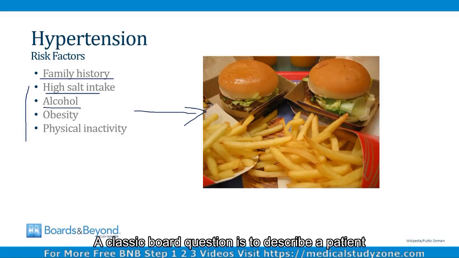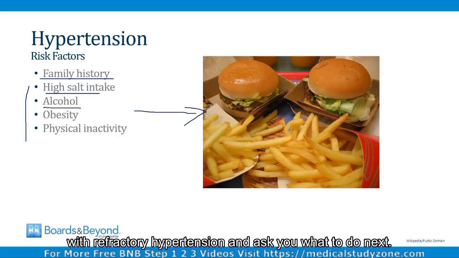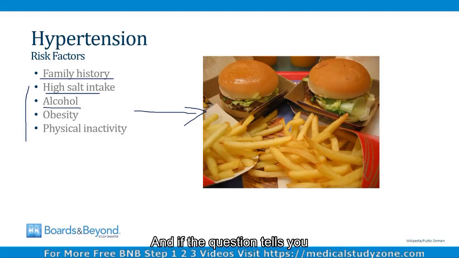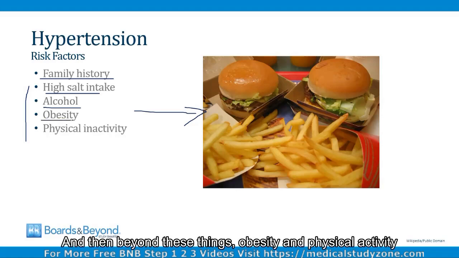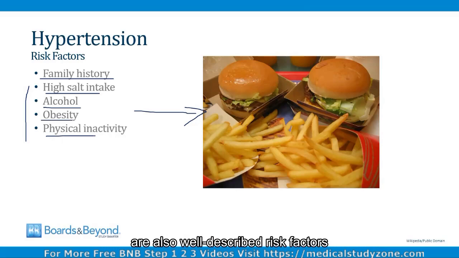A classic board question is to describe a patient with refractory hypertension and ask you what to do next. And if the question tells you that the patient consumes alcohol regularly, often if the patient is able to stop drinking, their blood pressure will improve. And then beyond these things, obesity and physical activity are also well-described risk factors for primary hypertension.